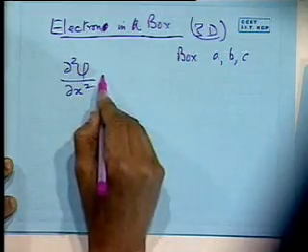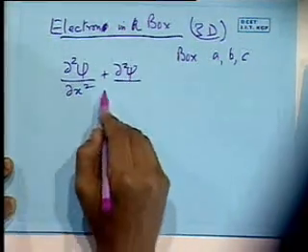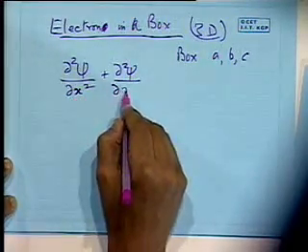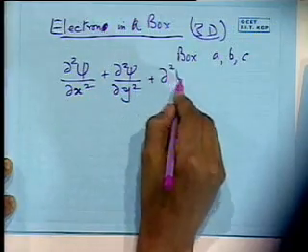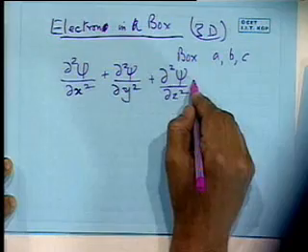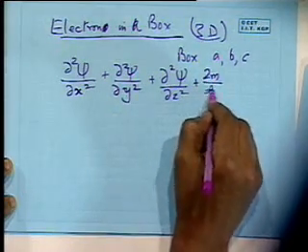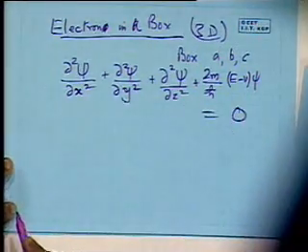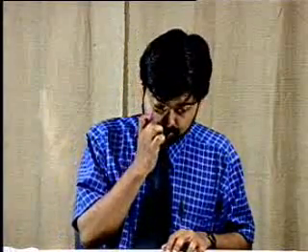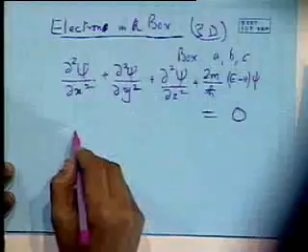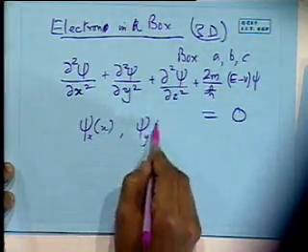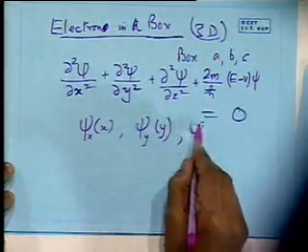The second derivative with respect to x, with respect to y, and with respect to z, plus 2m by h bar squared times (E minus V) psi is equal to 0. So once I've gone into 3 dimensions, we're talking of an electron confined in a box. And the solution gives me psi x, psi y, just the spatial components, because we're talking of the time independent case.